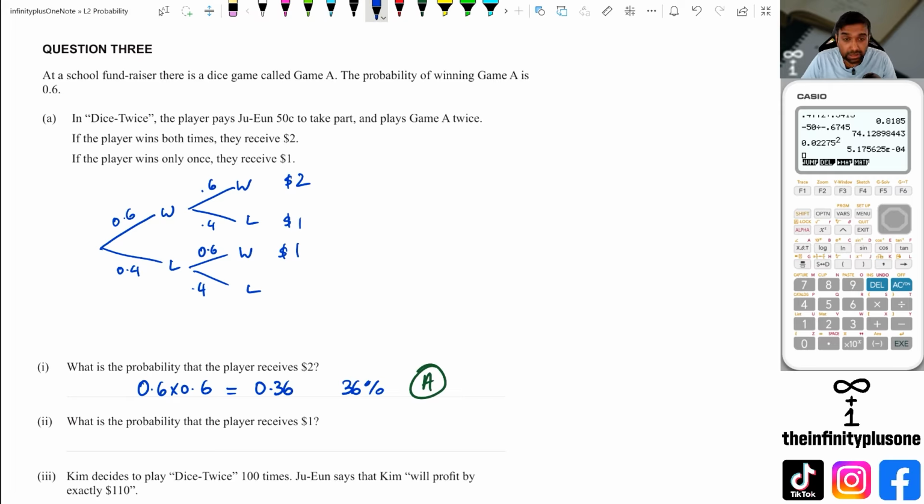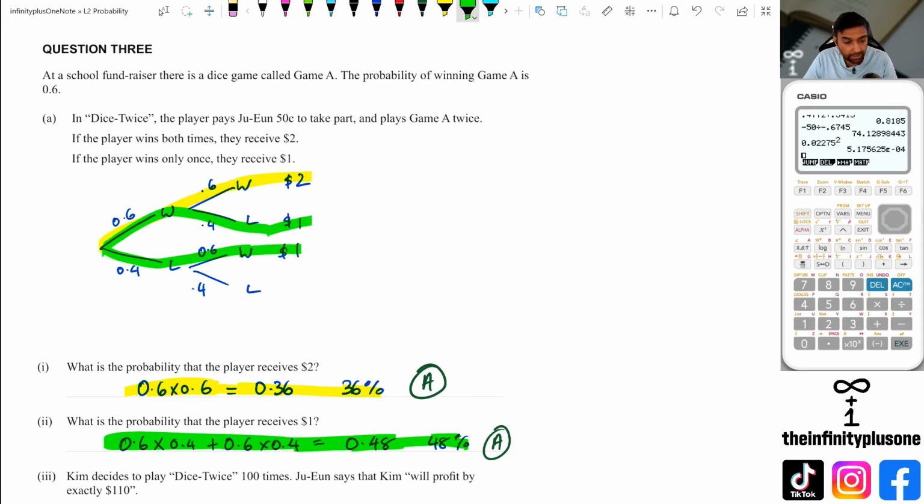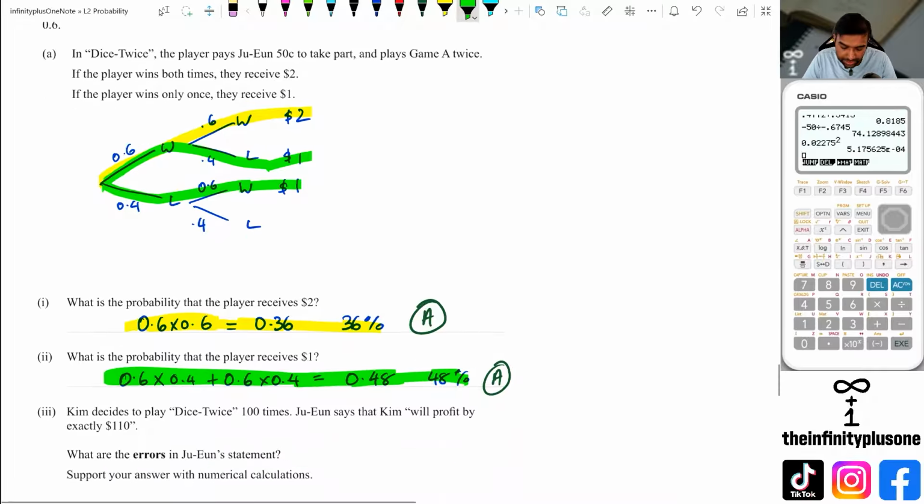Next, what's the probability the player receives $1? That's going to be 0.6 times 0.4 plus 0.4 times 0.6, which equals 0.48 or 48%, which is worth an achieved as well. Now, I know I went through that fast. 0.6 and 0.6 for $2 is this part here. And then 0.6 times 0.4 for the $1 one is basically this branch plus this branch here. That's what we're doing for the 2 achieved questions.